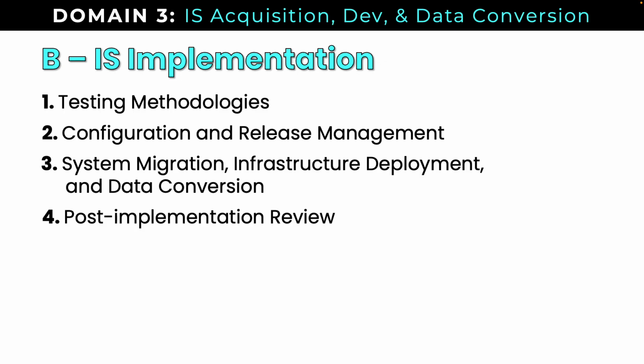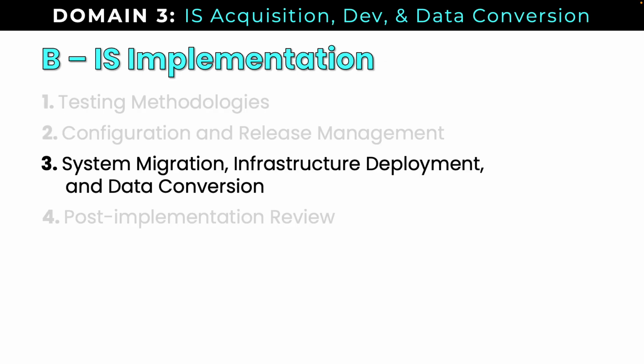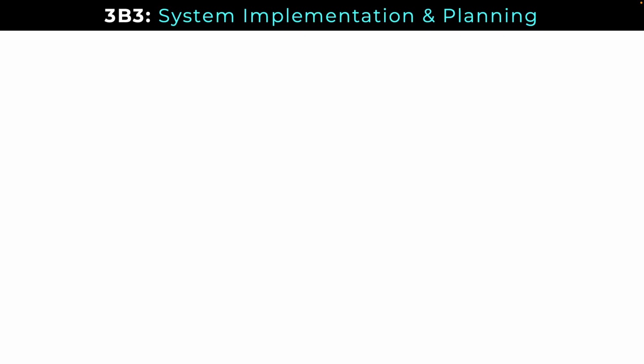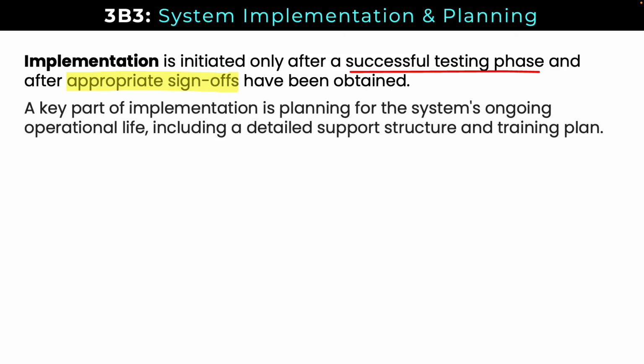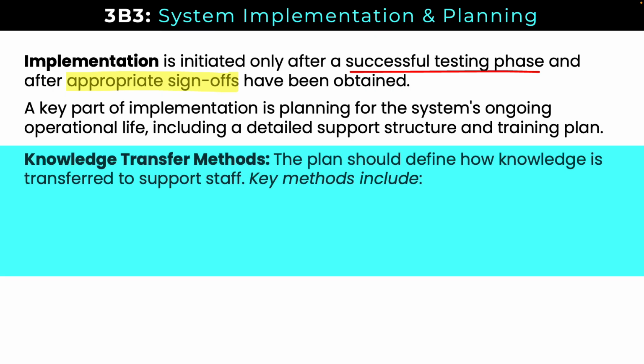And that brings us to 3B3, System Migration, Infrastructure Deployment, and Data Conversion. So let's talk through system implementation and planning. So implementation is initiated only after a successful testing phase, and we have appropriate sign-offs. A key part of implementation is planning for the system's ongoing operational life after we deploy, including a detailed support structure and training plan, which means we need to think about how we're going to transfer that knowledge from development to operations.